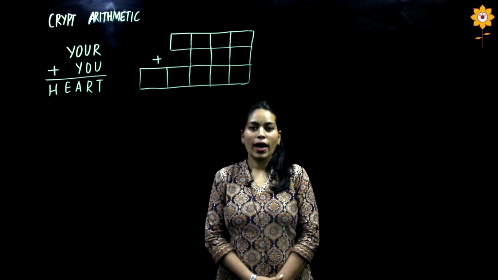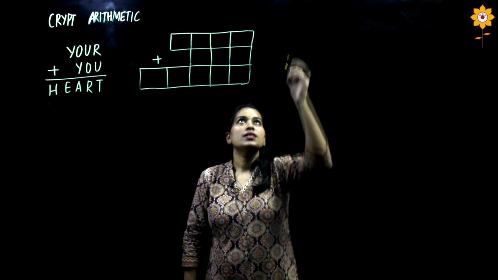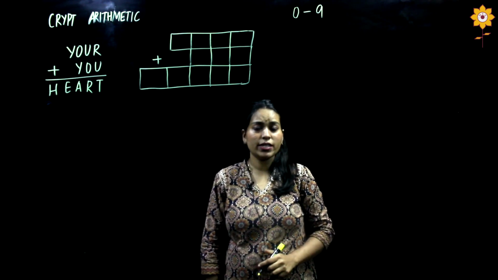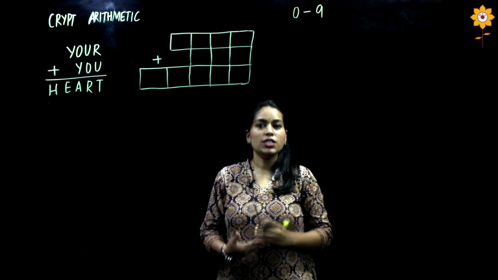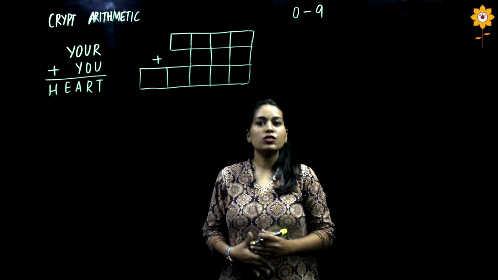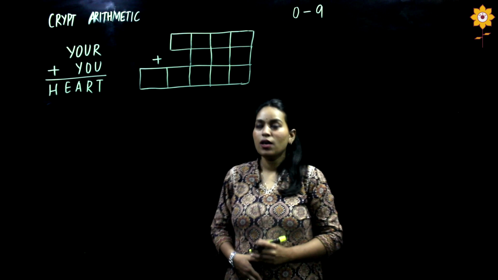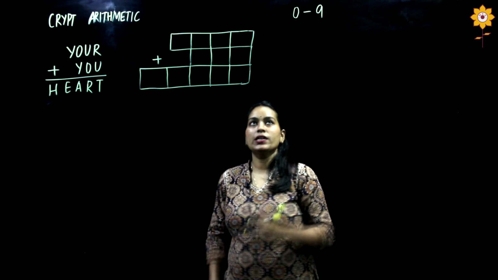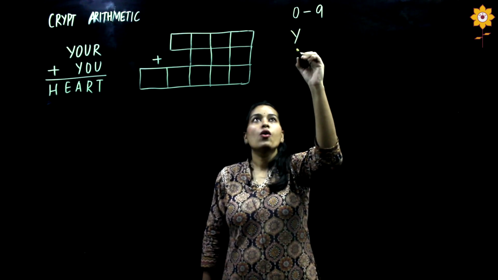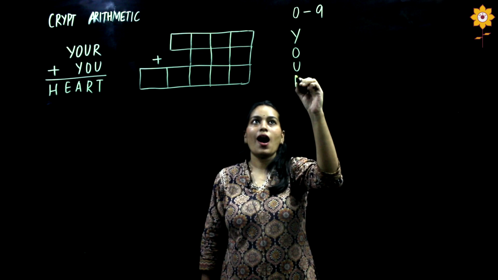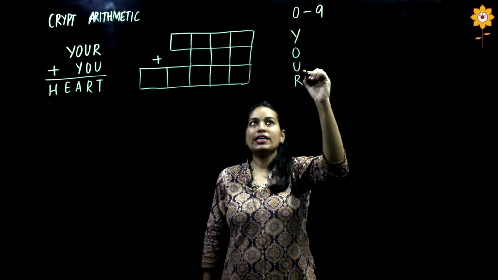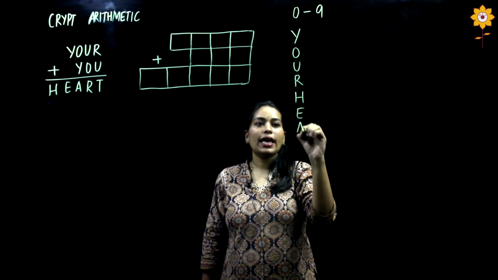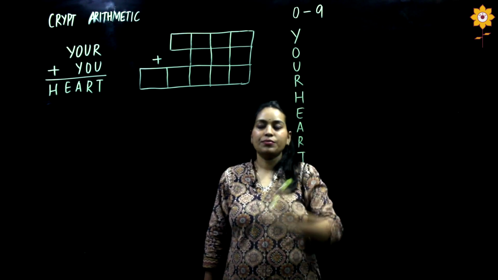The first being you have to allot 1 digit from 0 to 9 to all the alphabets that you have in this particular numerical, and once you have allotted a digit to an alphabet, you cannot use that digit for any other alphabet. So let's write down what all alphabets we have here. We have Y, O, U, R, then Y, O, U is already available with us. Then we have H, E, A, R and T.